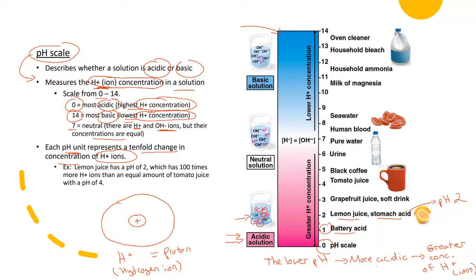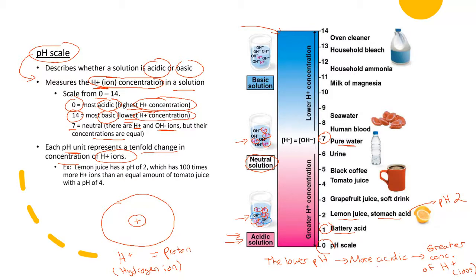Pure water, however, is going to have an equal concentration of hydrogen ions and hydroxide ions. You can see here that you have 1, 2, 3, 4 hydrogen ions, and you have 4 hydroxide ions. You see how they're equal? This is going to be neutral. A pH of 7 is considered neutral. And what happens as the solution gets more basic?